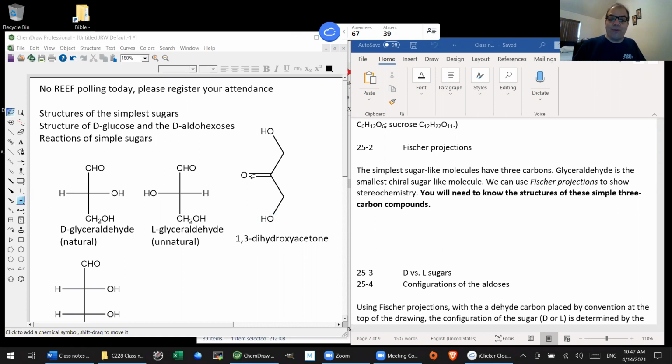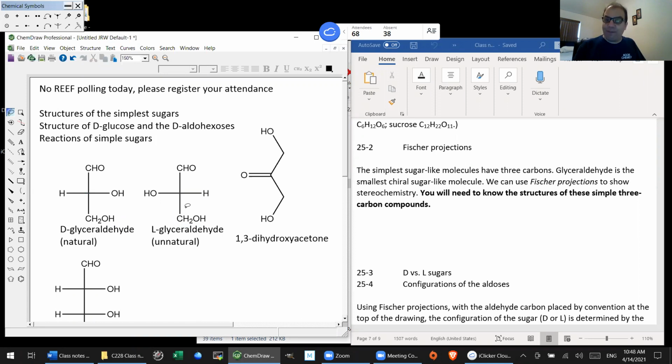But of course, for ketoses, you simply put the ketone carbonyl as near as possible to the top of the molecule. In the case of this molecule, it's symmetrical anyway, so it really doesn't matter. Whichever way you draw that, it's the same. But please do be aware and be cluing into that penultimate carbon, the one that's right above the CH2OH. That's the one that's going to determine whether you're looking at a D sugar or an L sugar.